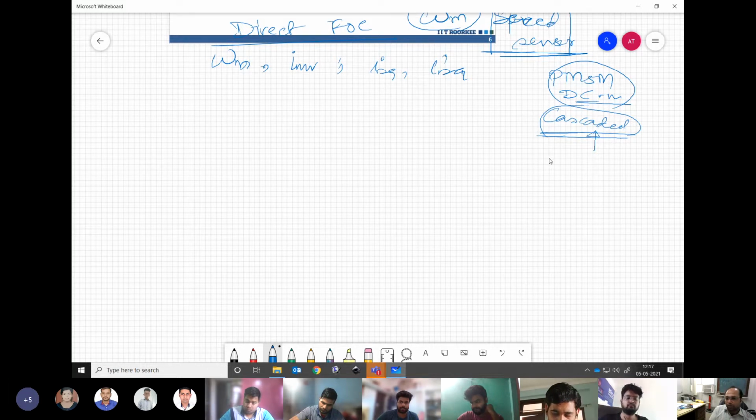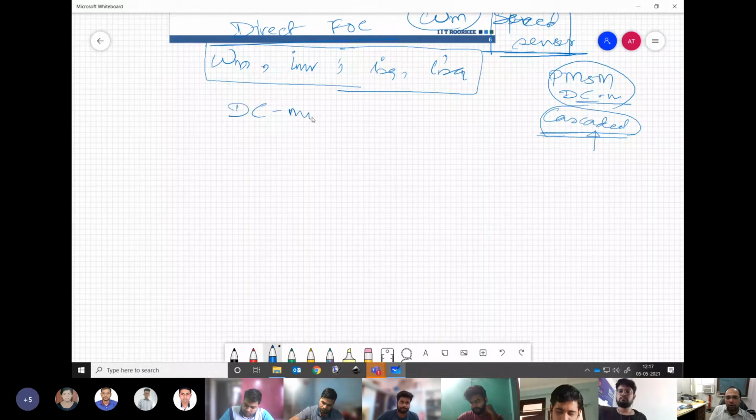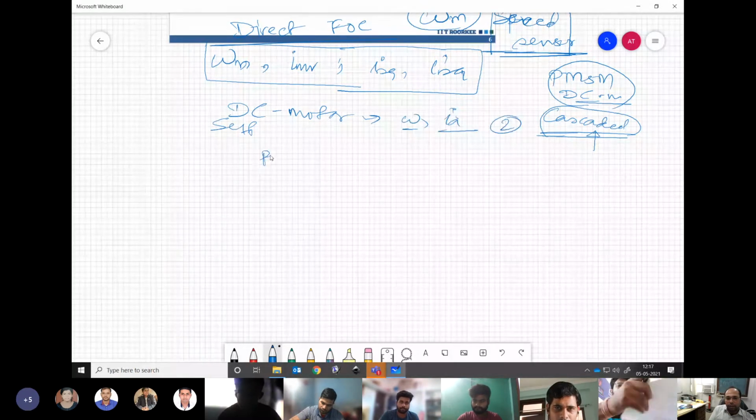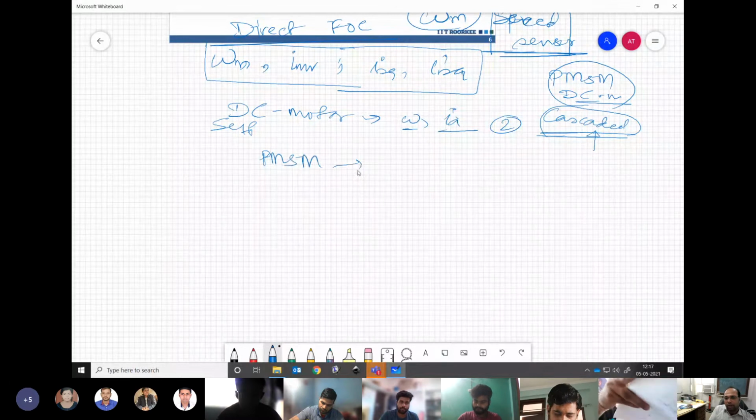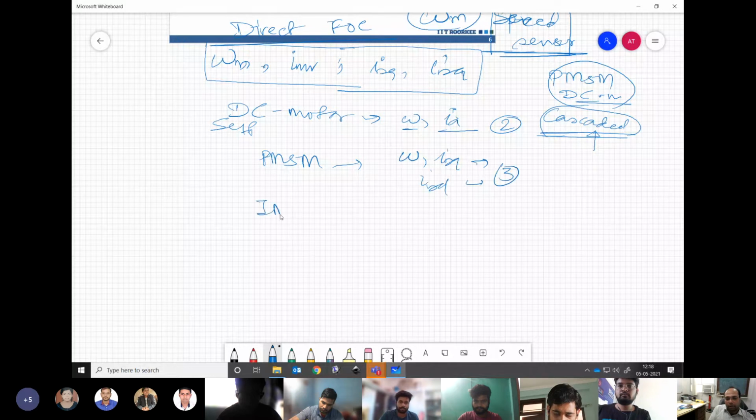See, we are increasing step by step. In DC motor, how many quantities we had to control for separately excited? Omega and I armature, only 2 quantities. Then we went for PMSM. Then how many quantities we had? Omega, ISQ, ISD. 3 quantities. Now we are in induction motor, where we have Omega, ISQ, IMR, ISD. 4 quantities we have to control. This is how we are increasing the complexity step by step.